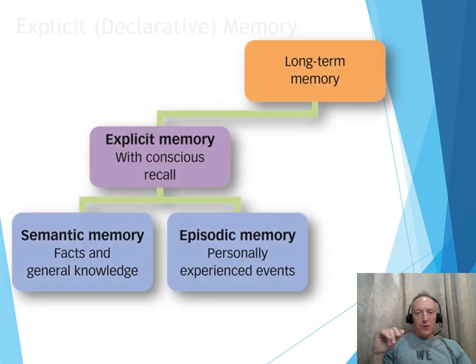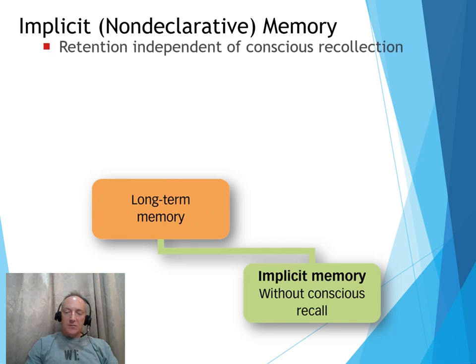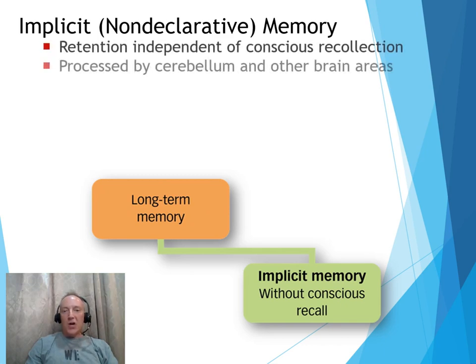So remember that explicit memories include two types. So semantic memories, all of your facts and general knowledge, and then episodic memories, your personally experienced life events. So your implicit or non-declarative memories are all of those memories that are more unconscious.